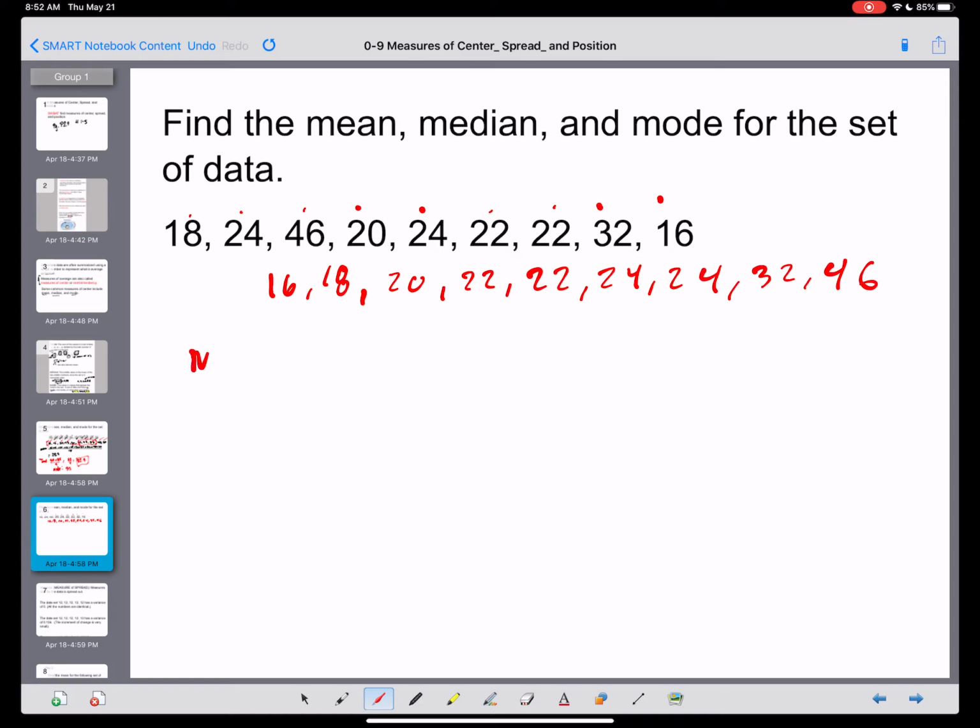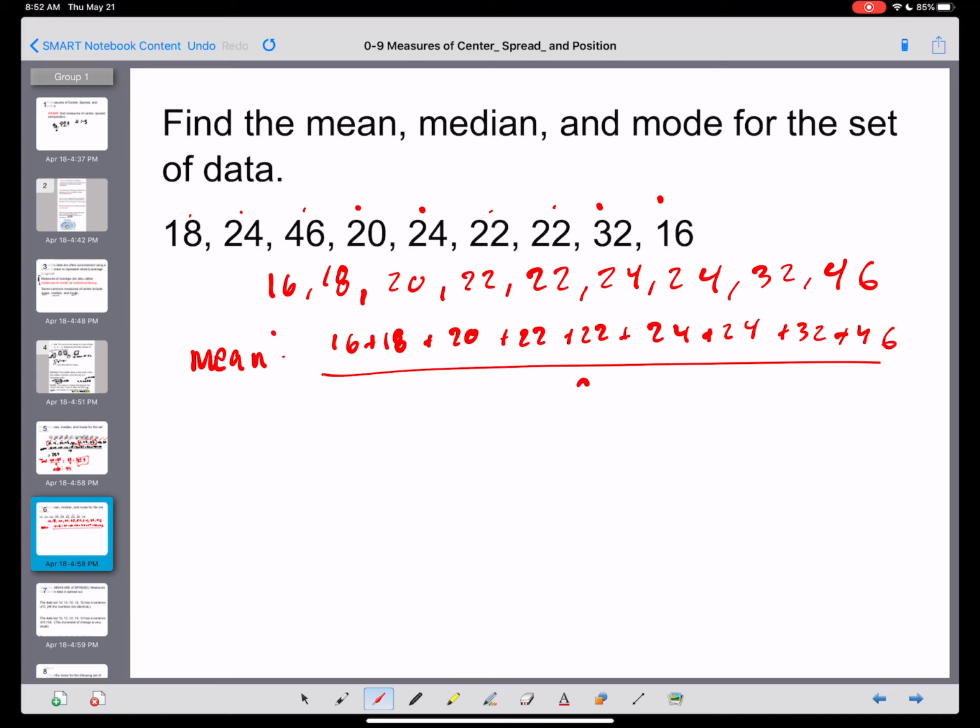Okay, so the mean, you guys should know how to do, so I'm doing 16 plus 18 plus 20 plus 22 plus 22 plus 24 plus 24 plus 32 plus 46 divided by 9. I believe there's 9 numbers. So it's 224, so 224 over 9.